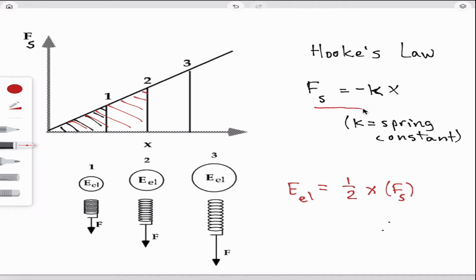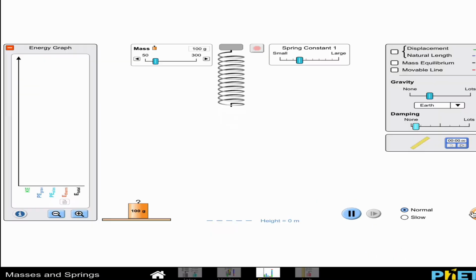And then if we substitute for the spring force the equation for Hooke's Law, then we get this expression: 1/2 times kx times displacement is equal to the elastic potential energy, which simplifies to 1/2 kx squared.